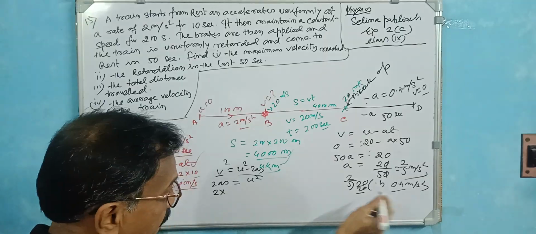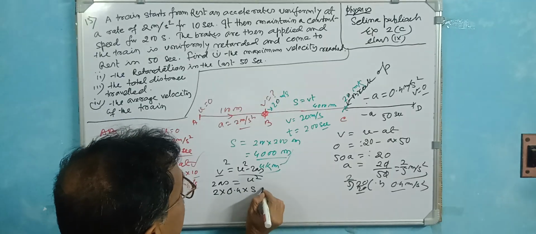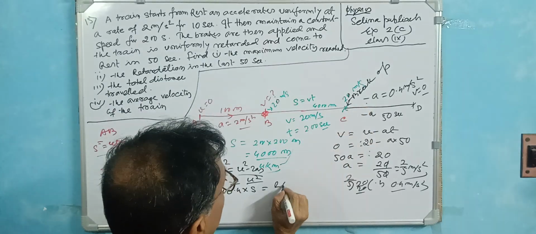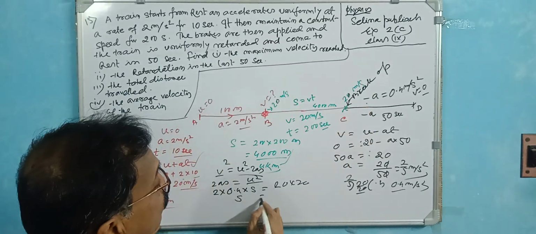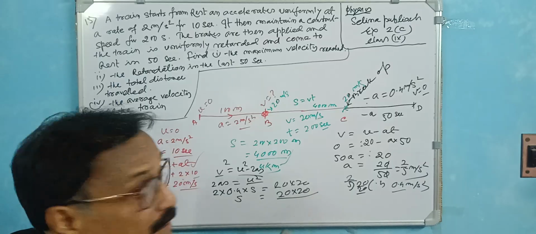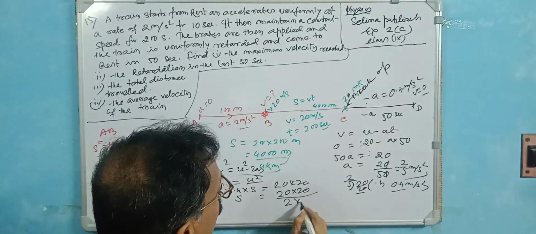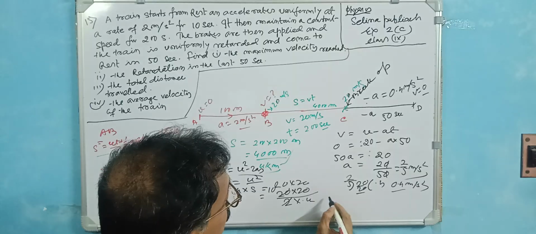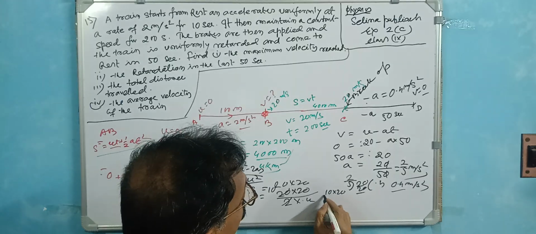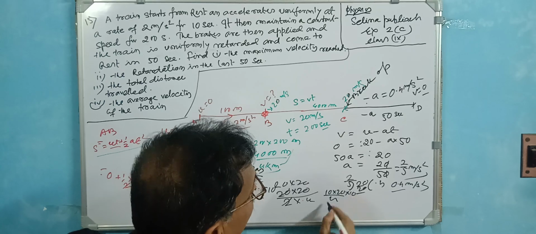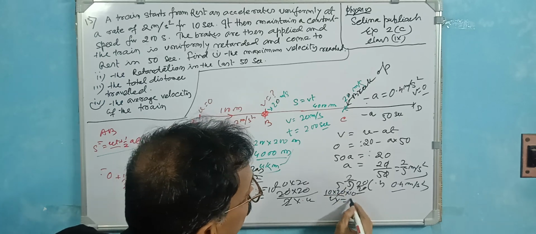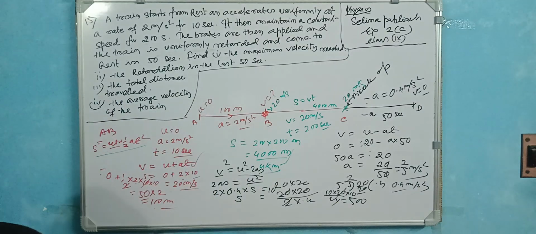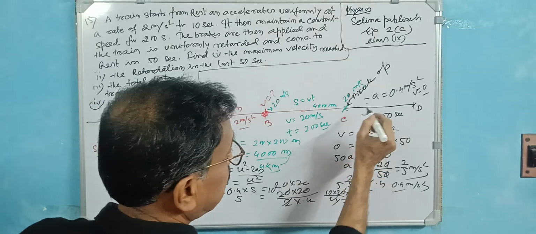So you know a is 0.4, this is s, and you know u is 20. 20 into 20. So s is equal to 20 into 20 by 2 into 0.4. So this is 10, that means 10 into 20, 0.4 means 4 by 10. So 5, 500. What is the distance? 500. So this distance is 500.